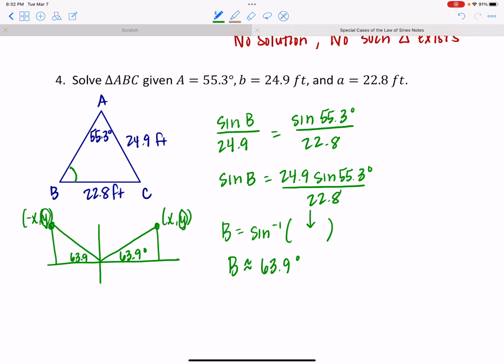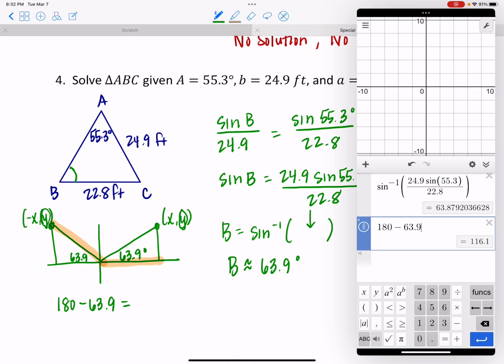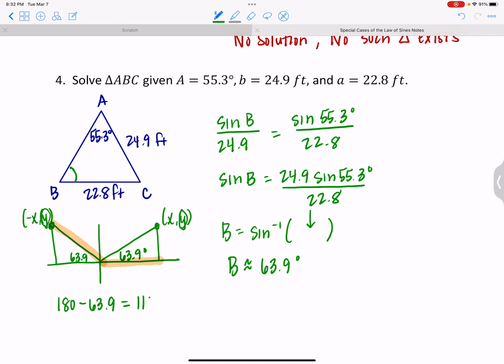63.9 here. The angle that's in quadrant 2, remember, we're starting on the positive part of the x-axis and we're landing here. So I have to take the 63.9 away from 180 to get my other option for my angle. So 180 minus the 63.9. 180 minus 63.9 is 116.1. And that's going to be the other option for B. So B is approximately 116.1 degrees.